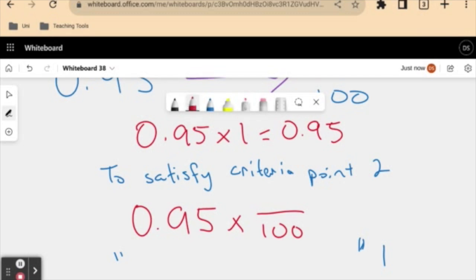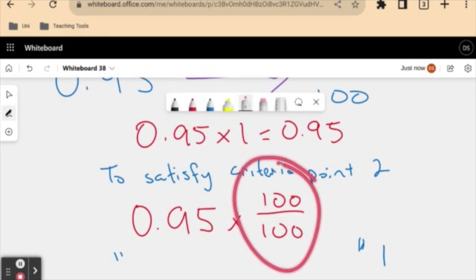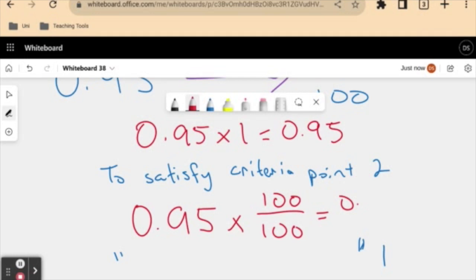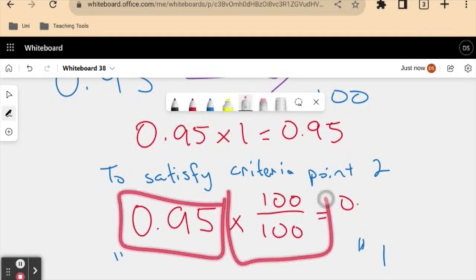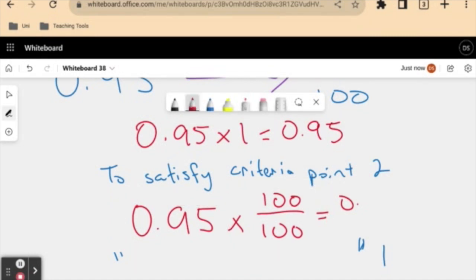Now, some of you may have caught on already, but for those of you that haven't, the only number we can have on the numerator here to make this 1 is 100, because any number divided by itself gives us 1. So let's actually see what happens here, because when we multiply our quantity by a fraction, this will multiply with the numerator, so we'll get 0.95 times 100 over 100.